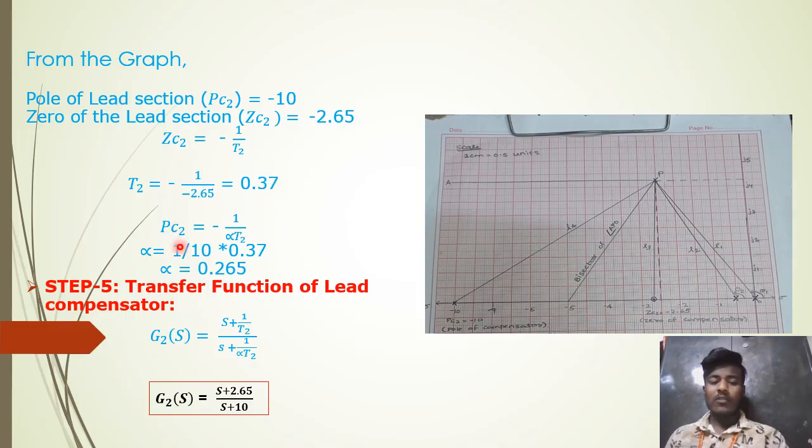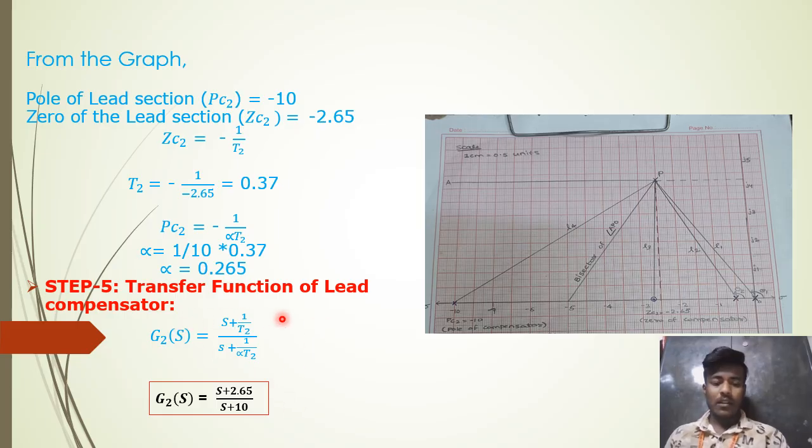We know another formula for PC2 equal to minus 1 by alpha T2, where alpha equal to 1 by 10 into 0.37. We get alpha as 0.265. Step 5. Transfer function of lead compensator. G2 of S equal to S plus 1 by T2 by S plus 1 by alpha T2. If we substitute these values in this formula, we get G2 of S equal to S plus 2.65 by S plus 10. It is the transfer function of the lead compensator.